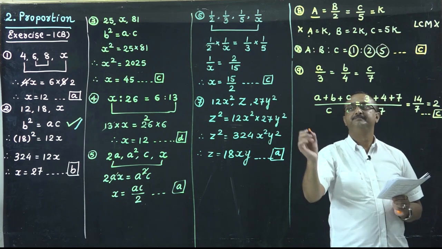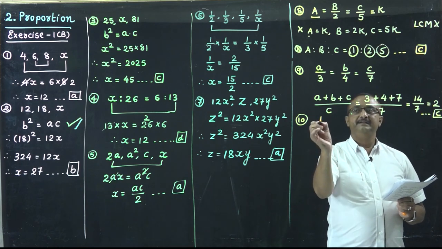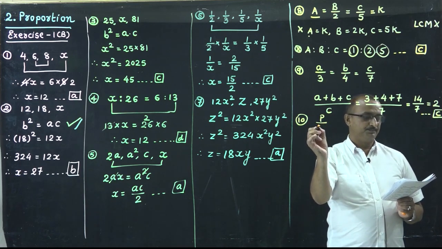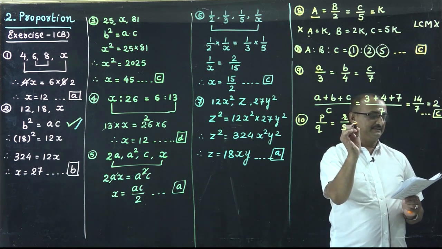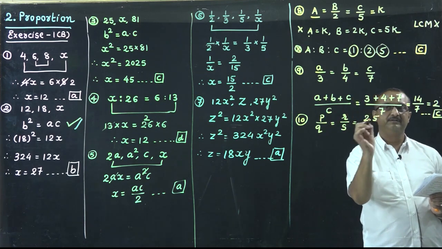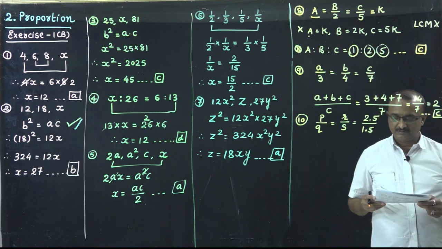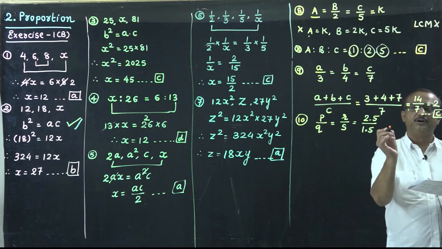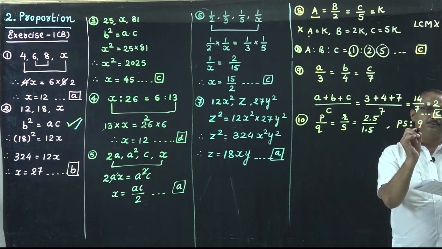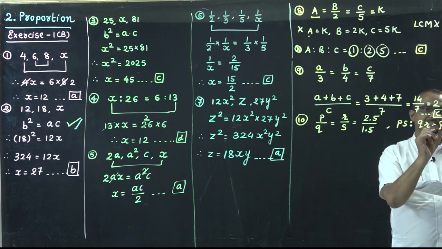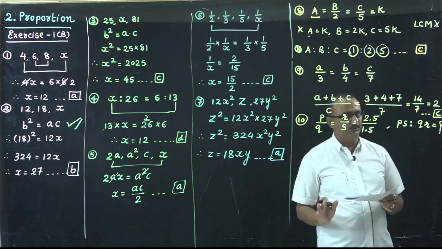Now question number 10. If P upon Q is equal to R upon S is equal to 2.5 upon 1.5, the value of PS is to QR is? Okay, we have to find here PS is to QR.